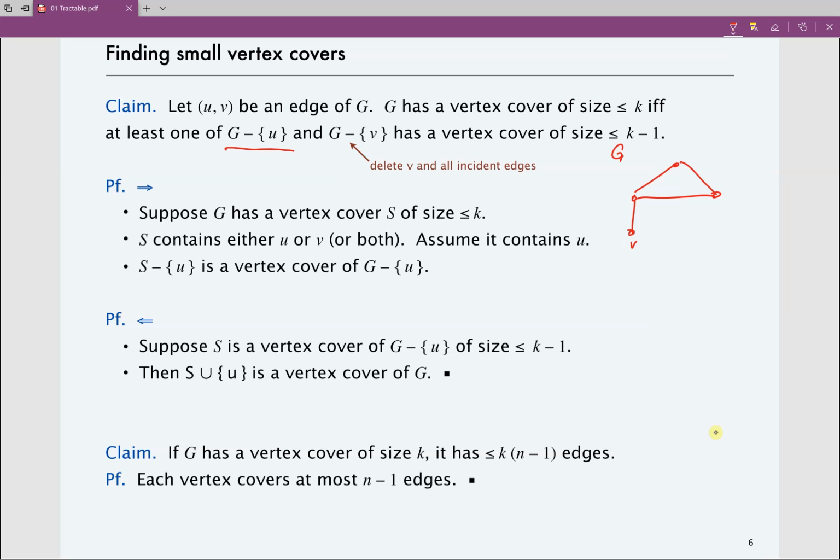Right, and then likewise, G minus v is the same thing, except you take out node v and all of its adjacent edges. Okay, so this would be G minus v.